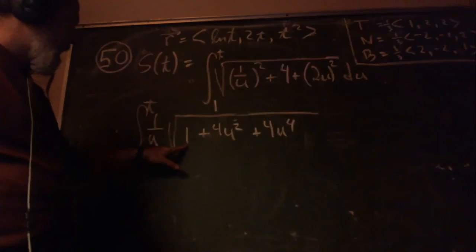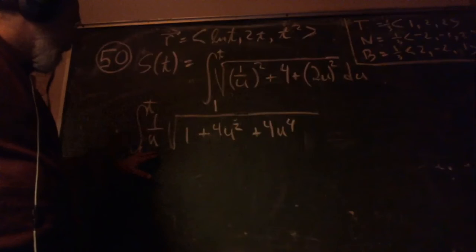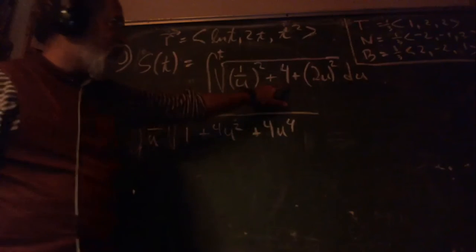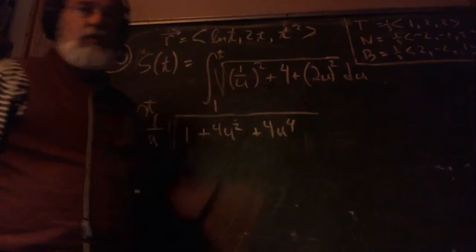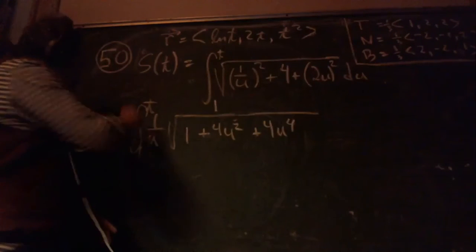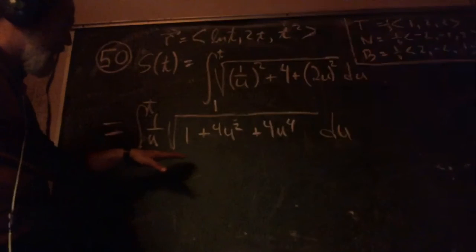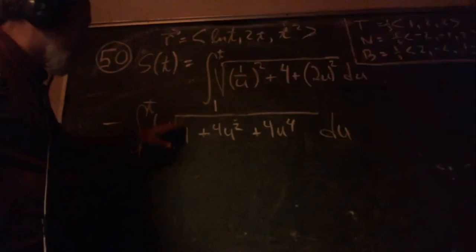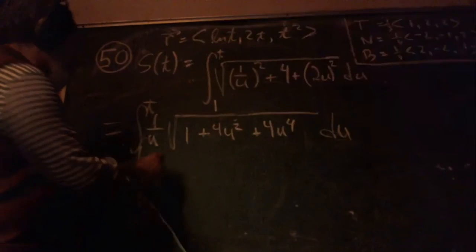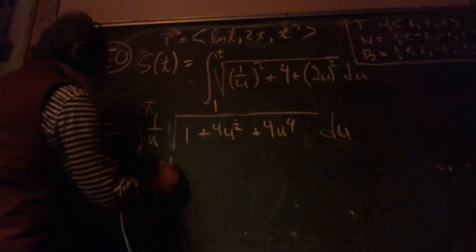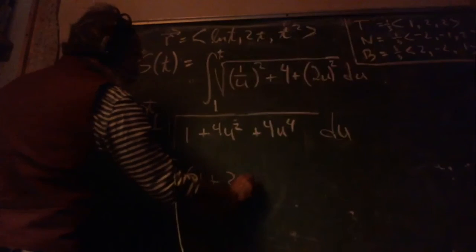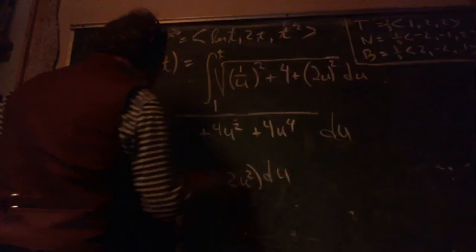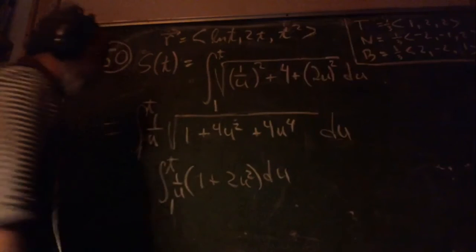1 over u squared times 1 gives me 1 over u squared. 1 over u squared times 4 over u squared gives me 4. 1 over u squared times 4 over u to the 4th gives me 4u squared. So the equal sign's not a lie. And what we saw last class kicks in again. This happens to be a perfect binomial square. So I have the integral from 1 to t of 1 plus 2u squared du. And don't forget there's a 1 over u right there.